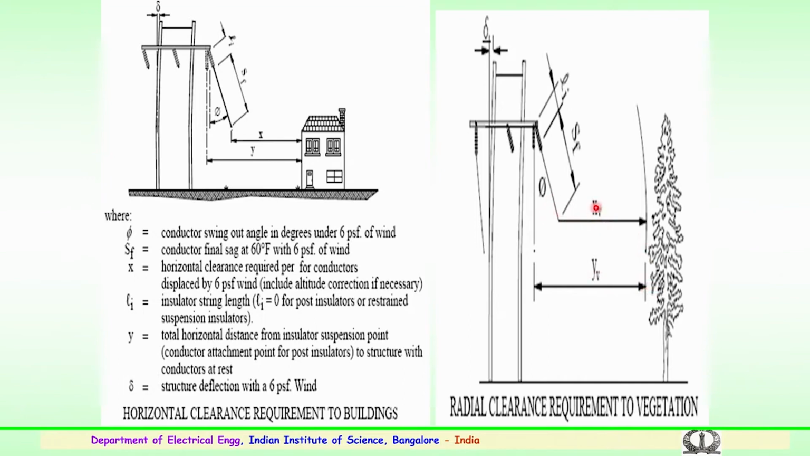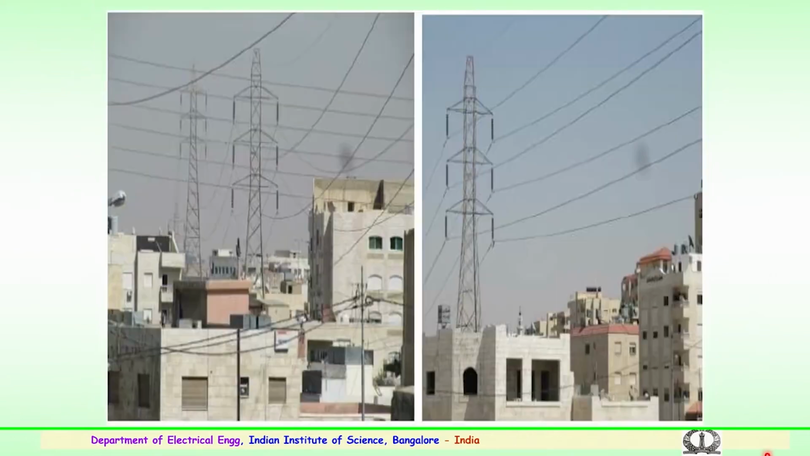In case of swing, what is the minimum horizontal clearance required for the conductors which are displaced at that particular wind speed. A similar arrangement for the vegetation also exists, along with the small angle delta, tilt angle or a shift angle of the entire structure deviation which happens because of the wind flow. This has to be considered for the proper functioning of the transmission system. The clearances have to be maintained.